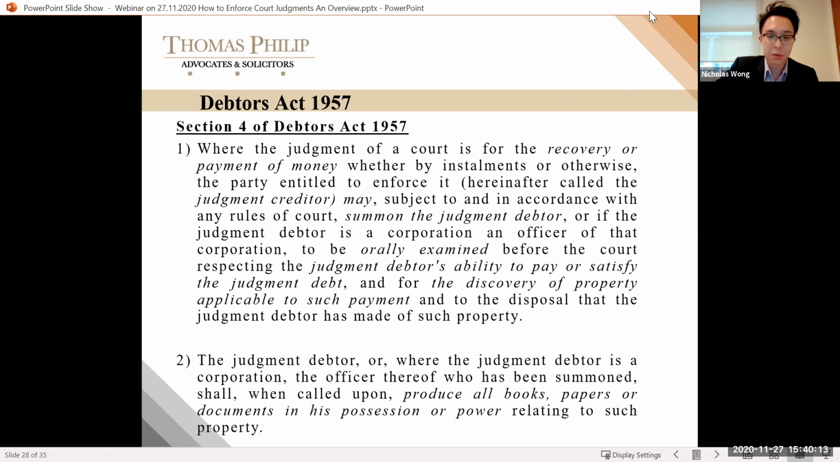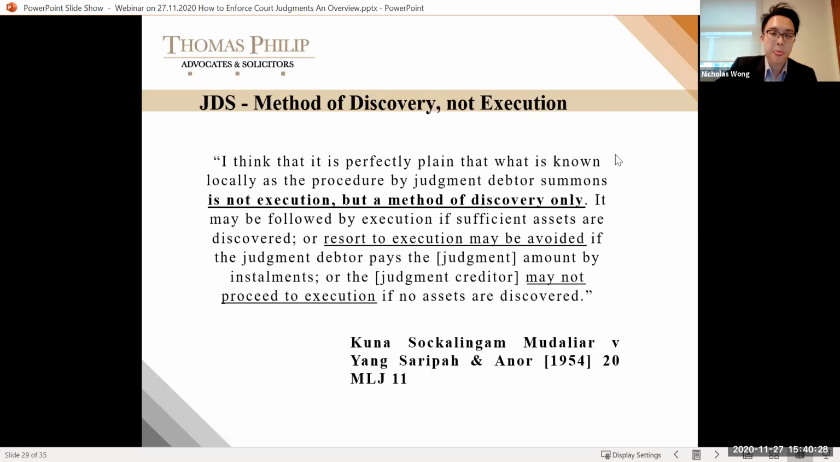And the other thing to note is that where you're called on this way, you may have to produce documents, books, other things to substantiate what you're talking about, or what you may be asked in respect of what property or assets you have. So that's actually quite a broad remit that this empowers judgment creditors with. If you notice, you can cover quite a lot of ground here.